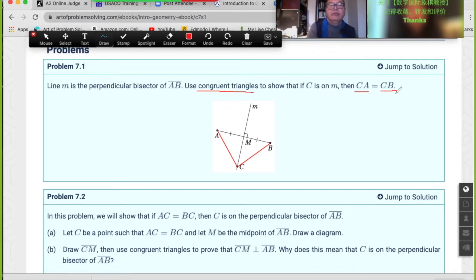Because AB and CM are perpendicular, and AM and MB are the same length. Yes. Then what else?